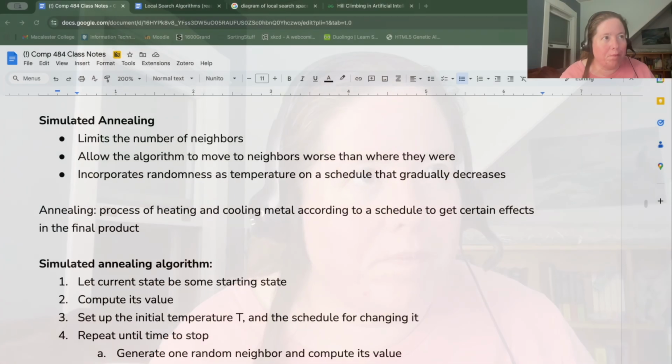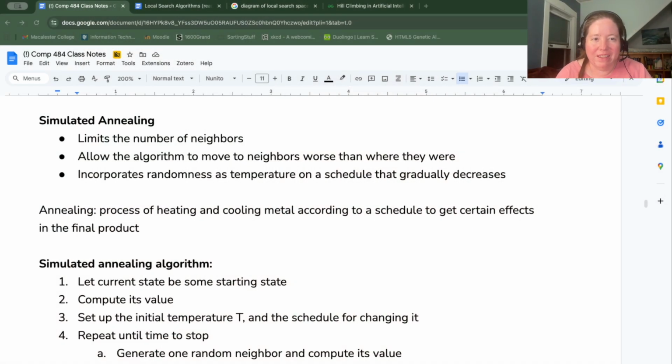Hello all. In this video I'm going to talk about simulated annealing as an alternative approach to hill climbing. It's a variation on hill climbing, but it has some really interesting properties that I'll talk about here in just a second. Let me bring up my notes.